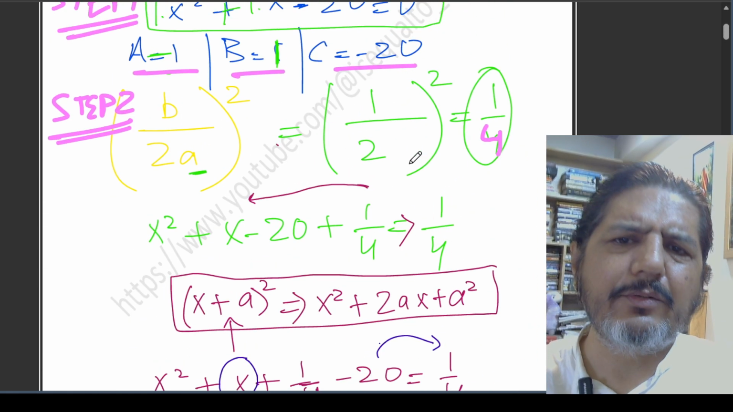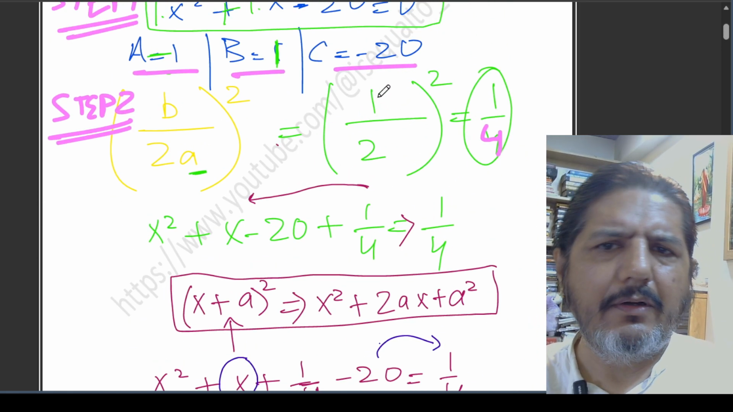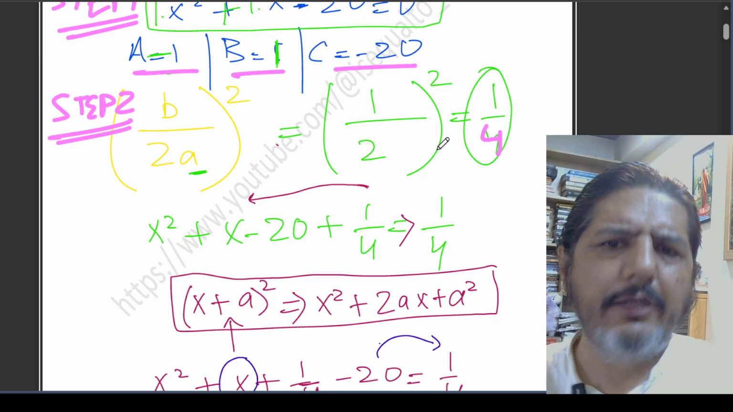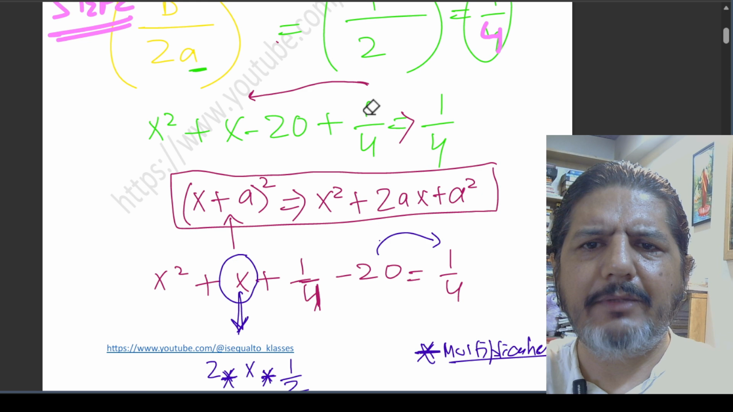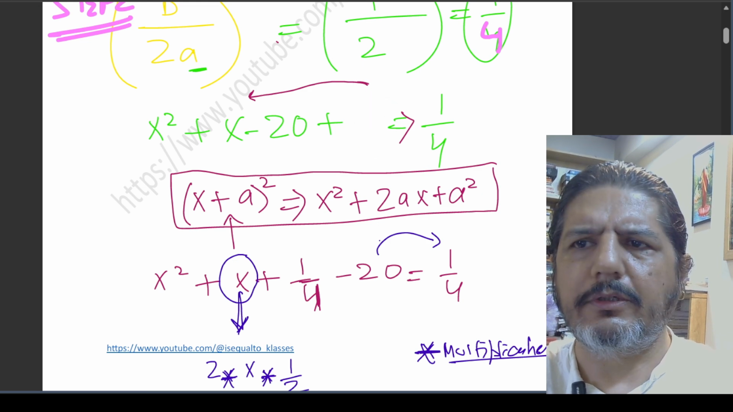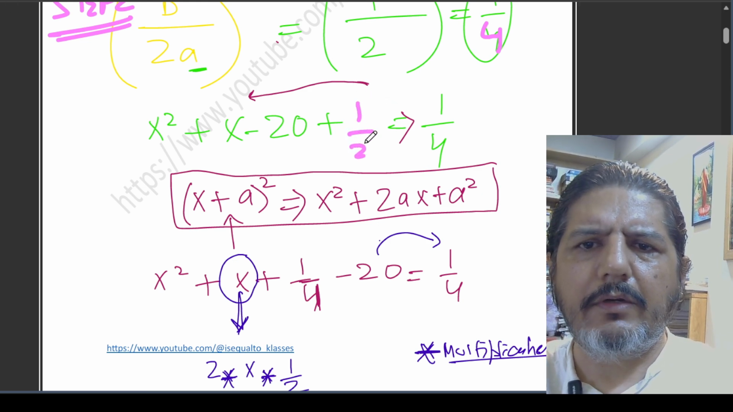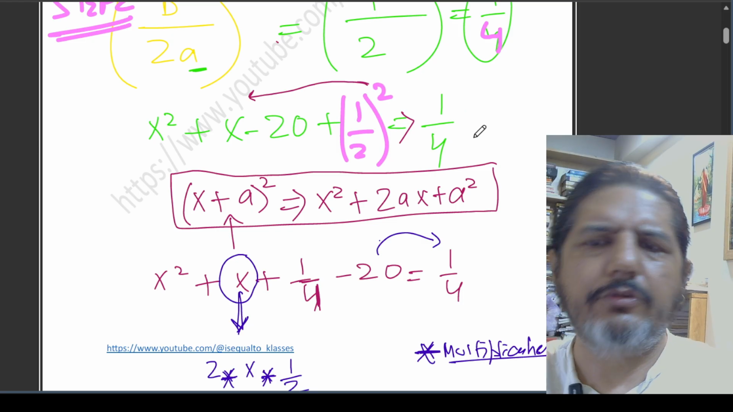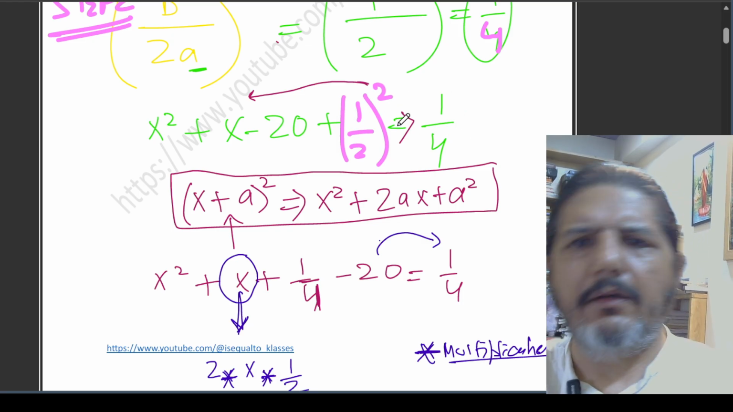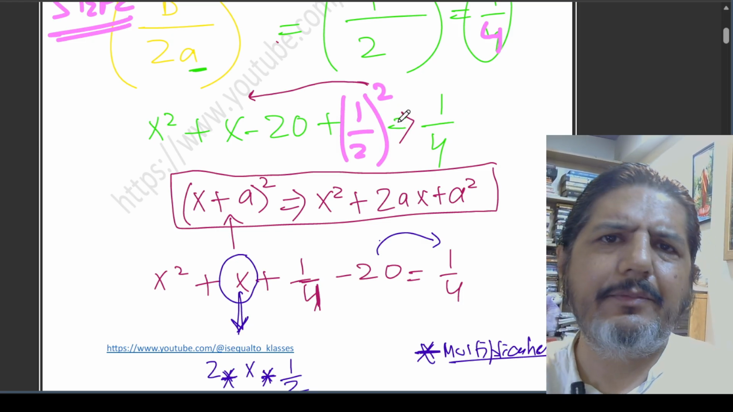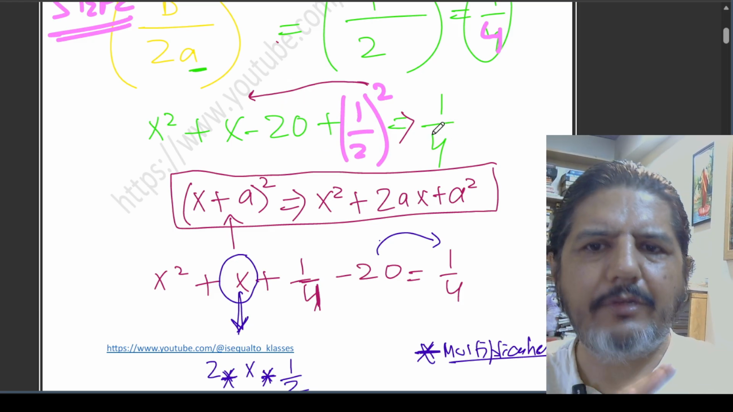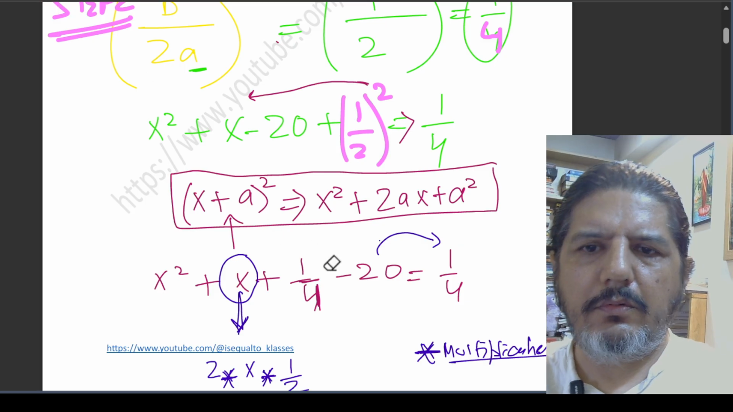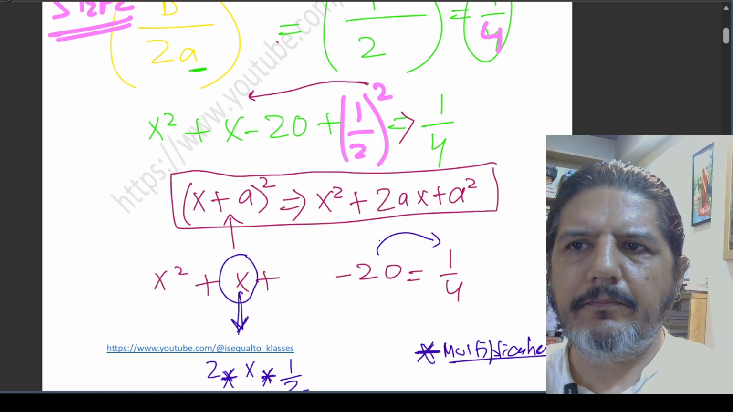See, another thing that you can do, if you are getting confused about half square being equal to 1 by 4, is leave it as (1 by 2) whole square. So on the left side, you let it be as half square. See, this is if you are getting confused. On the right hand side, you write it as 1 by 4.